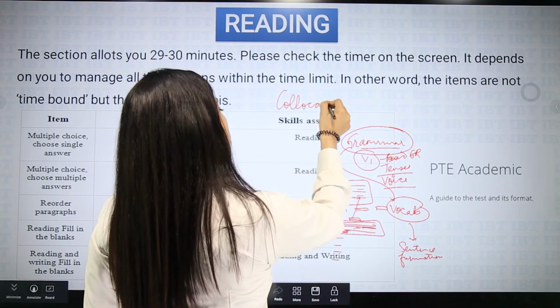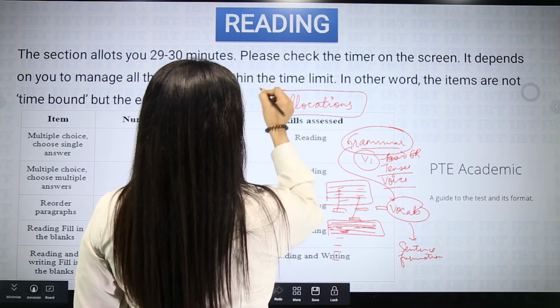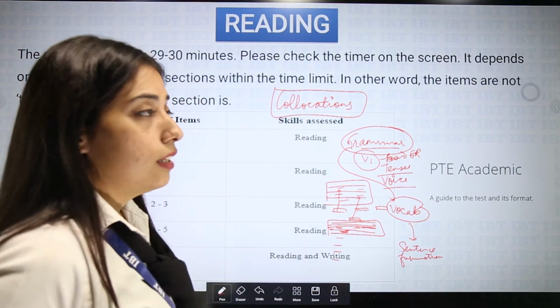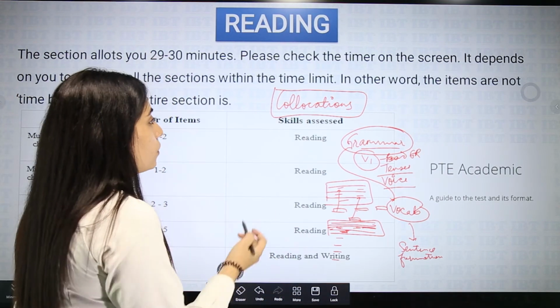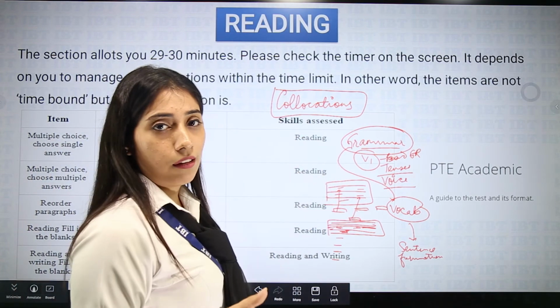So I tell this to my students from the very first day, that the collocation list which is provided by Pearson, you should be well thorough with it. What are collocations ideally? Collocations are ideally a set of words which are always used together, right?